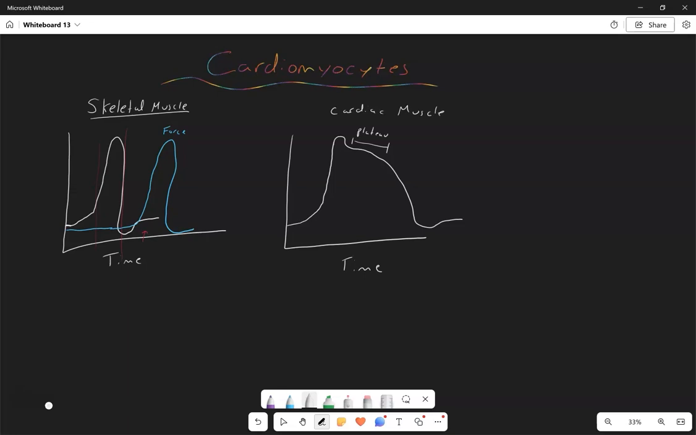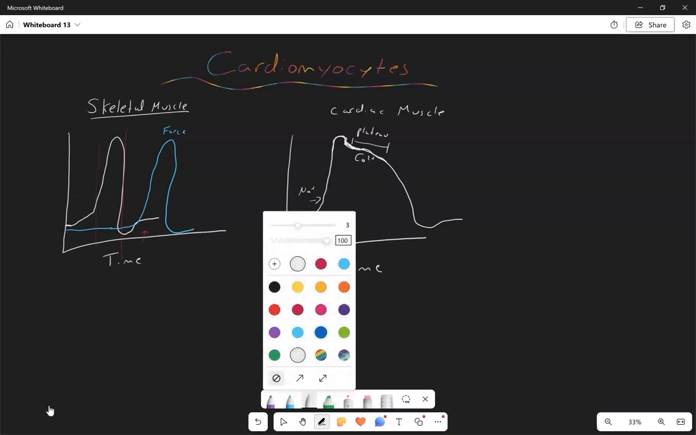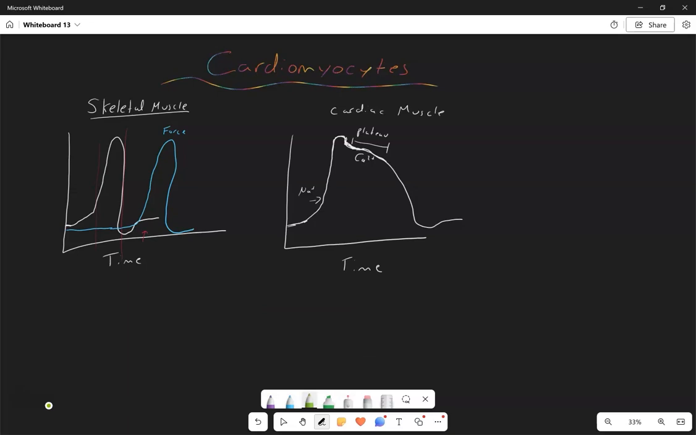Okay, and that's caused by calcium channels opening up and an influx of calcium. So you have the resting membrane potential, right? Then you've got a massive influx of sodium, the massive depolarization event, and then the cell starts to repolarize, but as it does, these voltage-gated calcium channels open up and calcium influxes into the cell, and you get this prolonged period of depolarization.